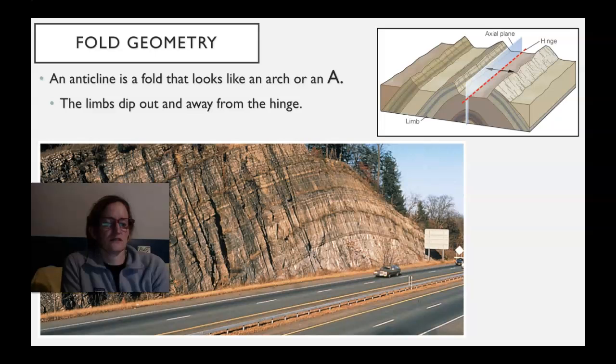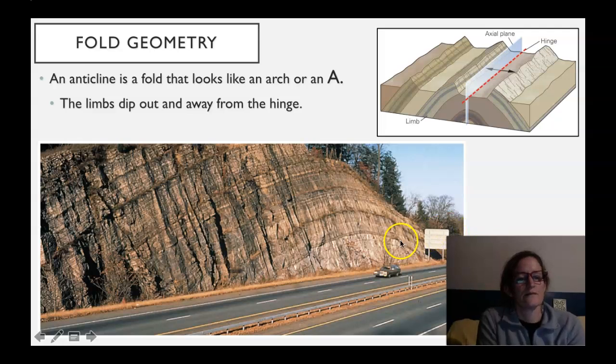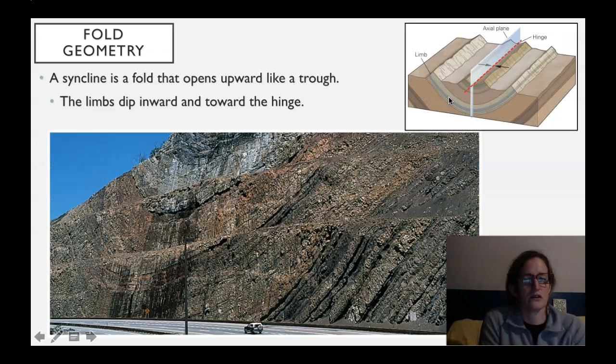This one is the anticline. This is at an outcrop in Virginia. You can drive right down the highway and see this. An anticline arches over like this. So in the image here, the cartoon, this is an anticline. The limbs are going to dip away from the hinge.